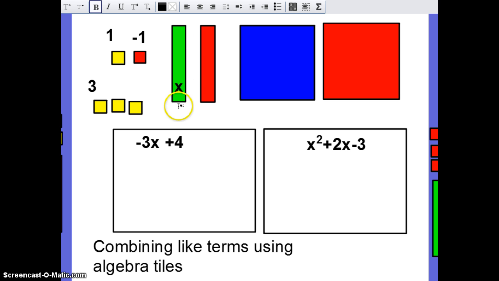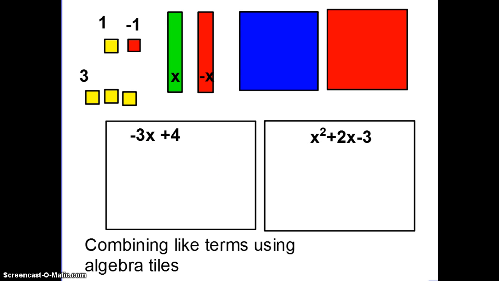And so this green rectangular tile represents x. It represents the thing that we don't know. And of course, if that's x, then the red side is going to be negative x. So let's model something using the x and the numbers. Let's look at this expression here, negative 3x plus 4.